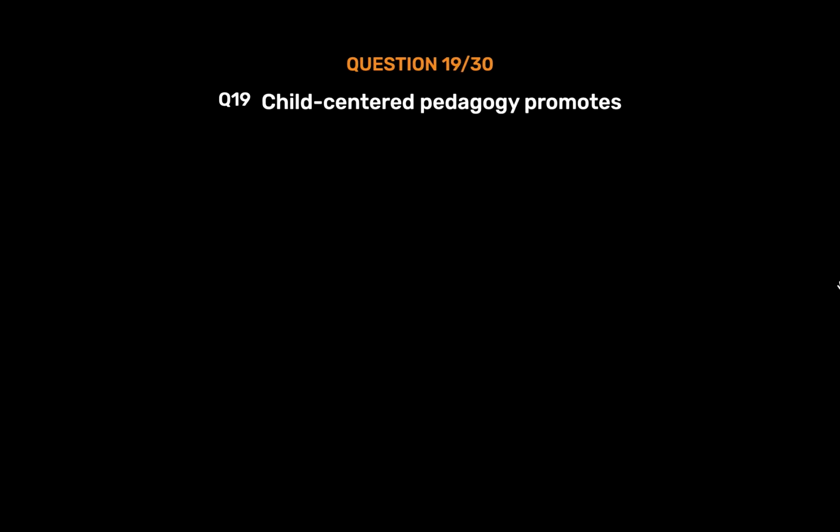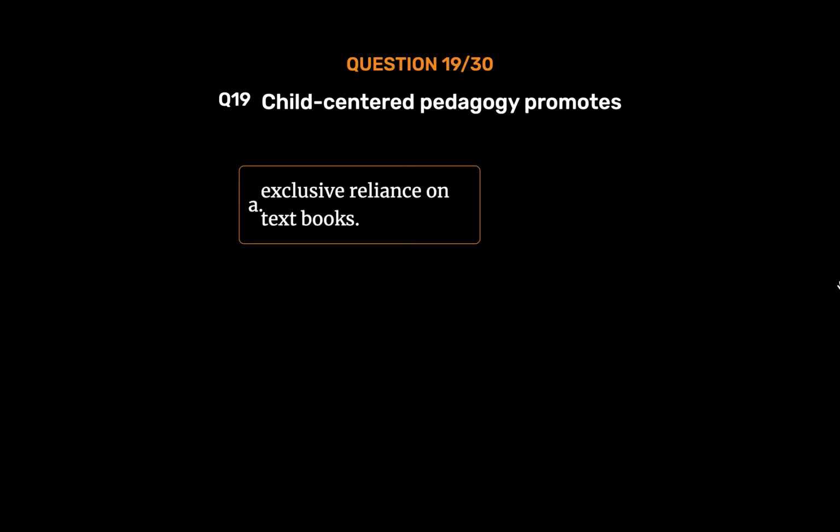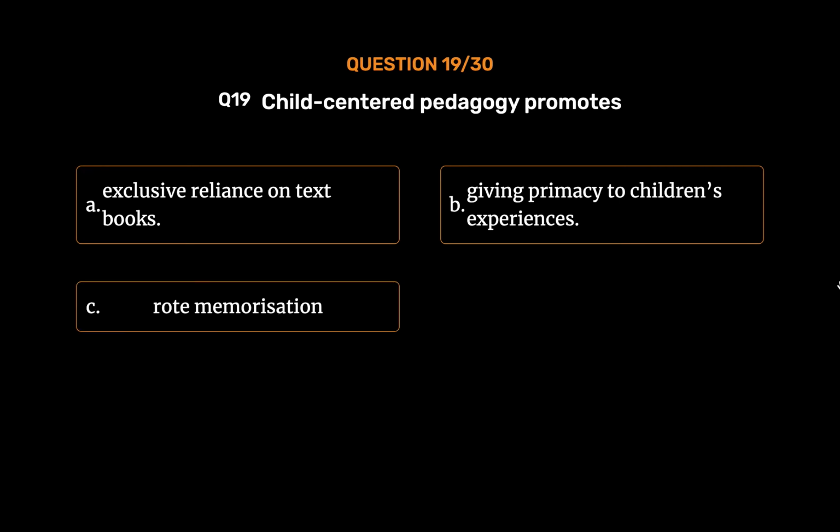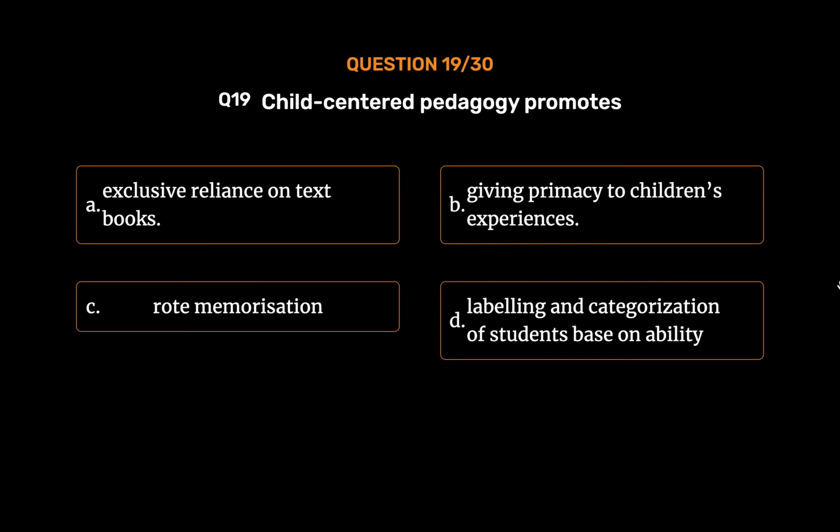Question number 19. Child-centered pedagogy promotes: Option A. Exclusive reliance on textbooks. Option B. Giving primacy to children's experiences. Option C. Rote memorization. Option D. Labeling and categorization of students based on ability. The correct answer is Option B. Giving primacy to children's experiences.